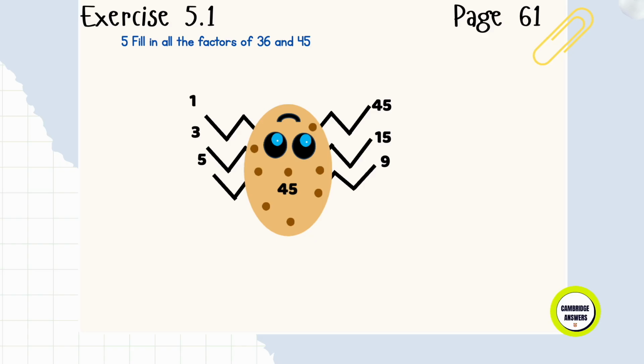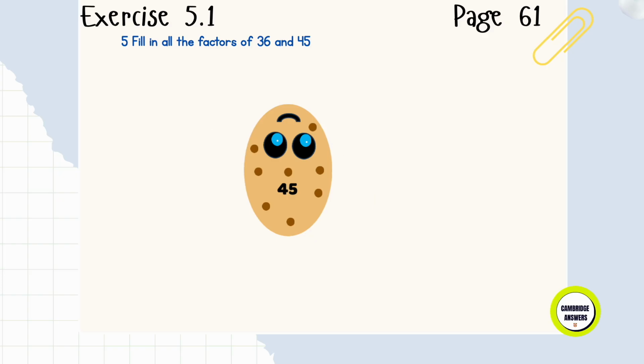That's our signal. We're just flipping the same pairs now. The factor pairs of 45 are 1 and 45, 3 and 15, 5 and 9. Our second bug is complete and ready to scuttle away.